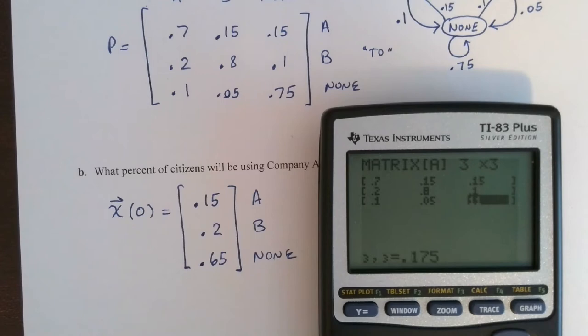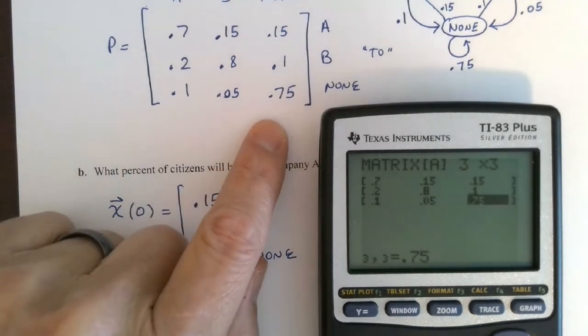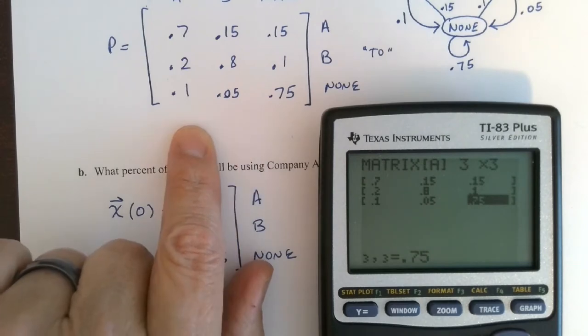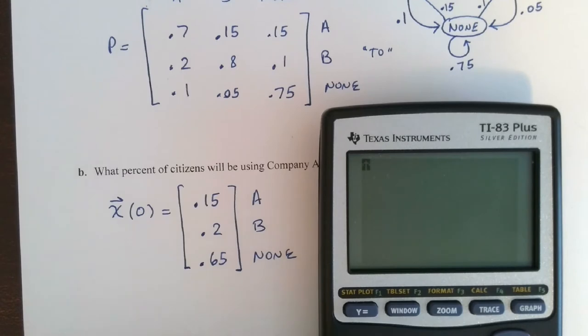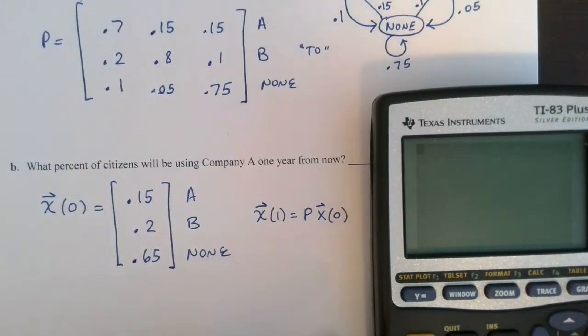And double check that I've entered that in correctly. Looks good. And then I also need this vector here. So let's go to edit B. It will be a 3 by 1 vector. And so now to figure out x1, x1 is P times x of 0. So that's my A matrix, P, times my B matrix, which is x of 0, the initial state value.